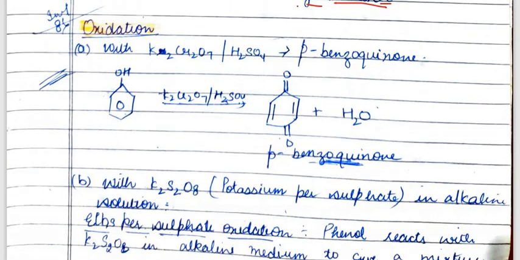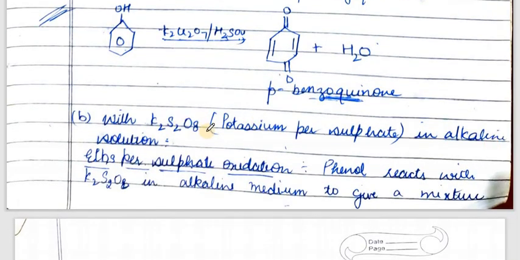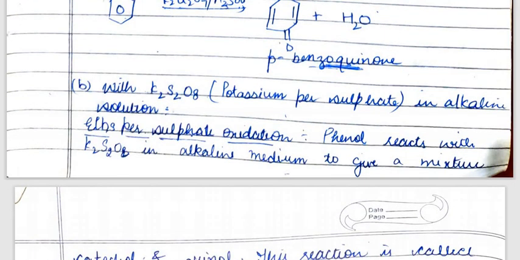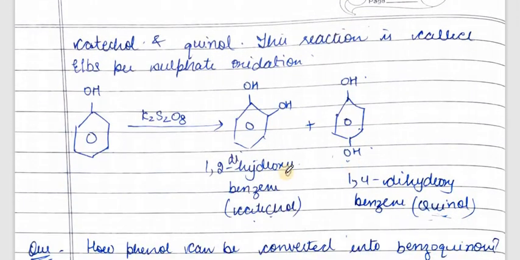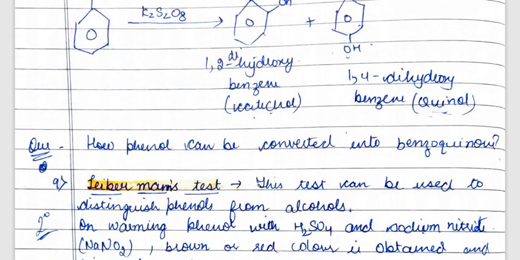And if oxidation is done with potassium persulfate, that is K2S2O8 in alkaline solution, then this reaction is called Elbs persulfate oxidation. Elbs persulfate oxidation can be asked in naming reactions, and we get catechol and quinol as the products, that is OH groups are attached at the ortho positions and at the para positions. So phenol with K2S2O8 gives 1,2-dihydroxybenzene and 1,4-dihydroxybenzene, and these are also called catechol and quinol as the products. So it can be asked how phenol can be converted into benzoquinone, we can easily write.